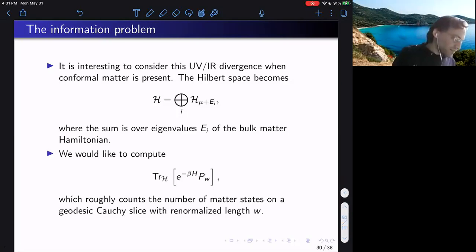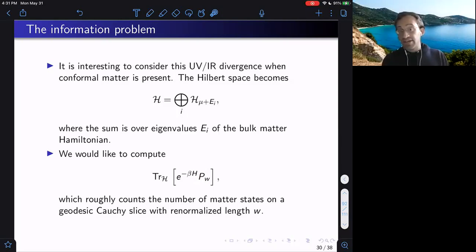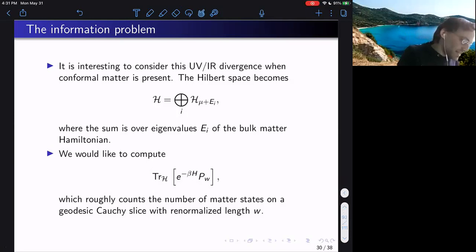And so now I want to imagine computing the trace over this Hilbert space of e to the minus beta h, but I'm going to insert a projector onto an eigenspace that corresponds to a fixed length of the geodesic Cauchy slice. Intuitively, I want to count the number of matter states that can propagate on the geodesic Cauchy slice with renormalized length W. And here I put this e to the minus beta h just to suppress high energy states. So roughly, it's like we're counting the number of states below some energy on a certain Cauchy slice. So intuitively, that's what this computation is.